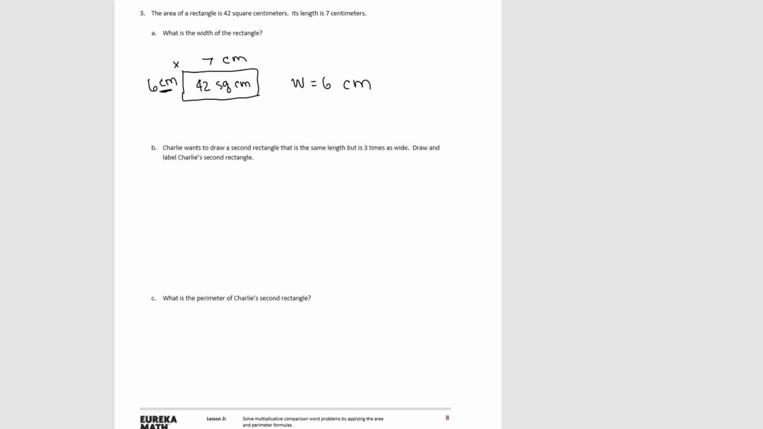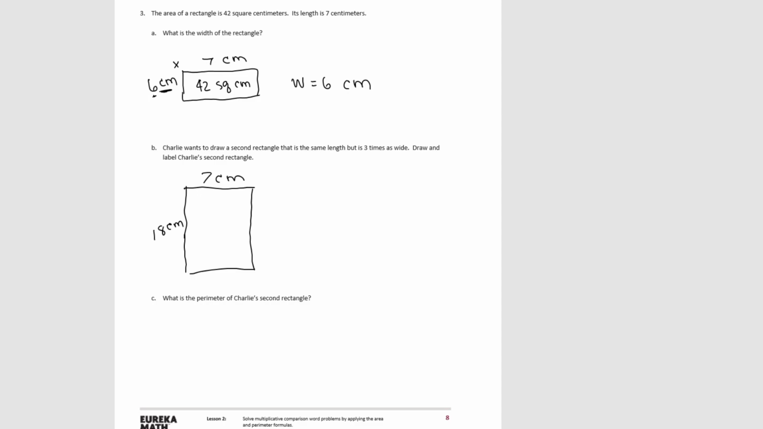Okay, let's look at Charlie's second rectangle. We know it's the same length, 7 centimeters, but it's 3 times as wide. So we had 6 before. 6 times 3 is 18. So we've drawn and labeled Charlie's second rectangle. Pause the video and do C.